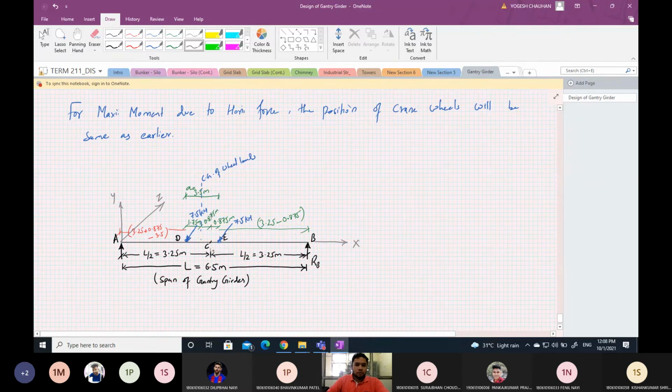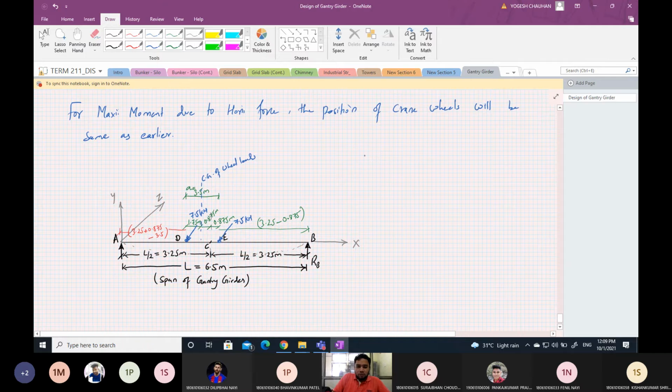Okay. So this will cause bending moment about Y axis. It will cause bending like this, horizontal. It will cause horizontal bending. So since the position of the wheel load will be the same as the vertical maximum static vertical loads, we can proportionate the moment due to this horizontal force in proportion to that of the vertical load.